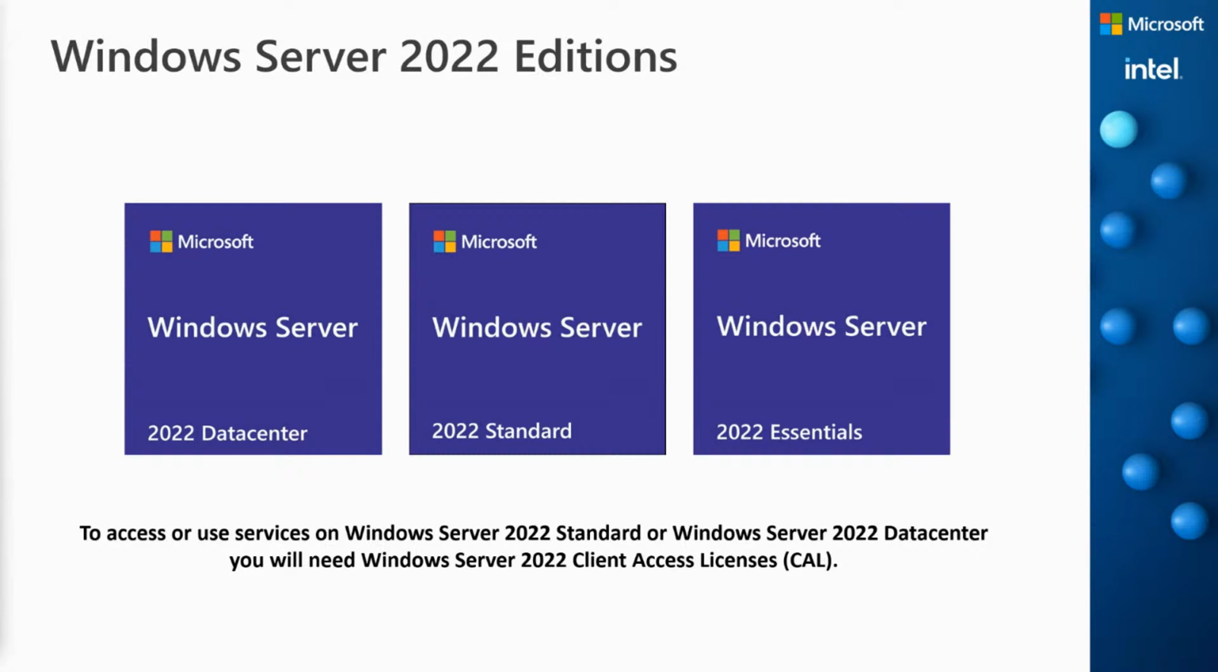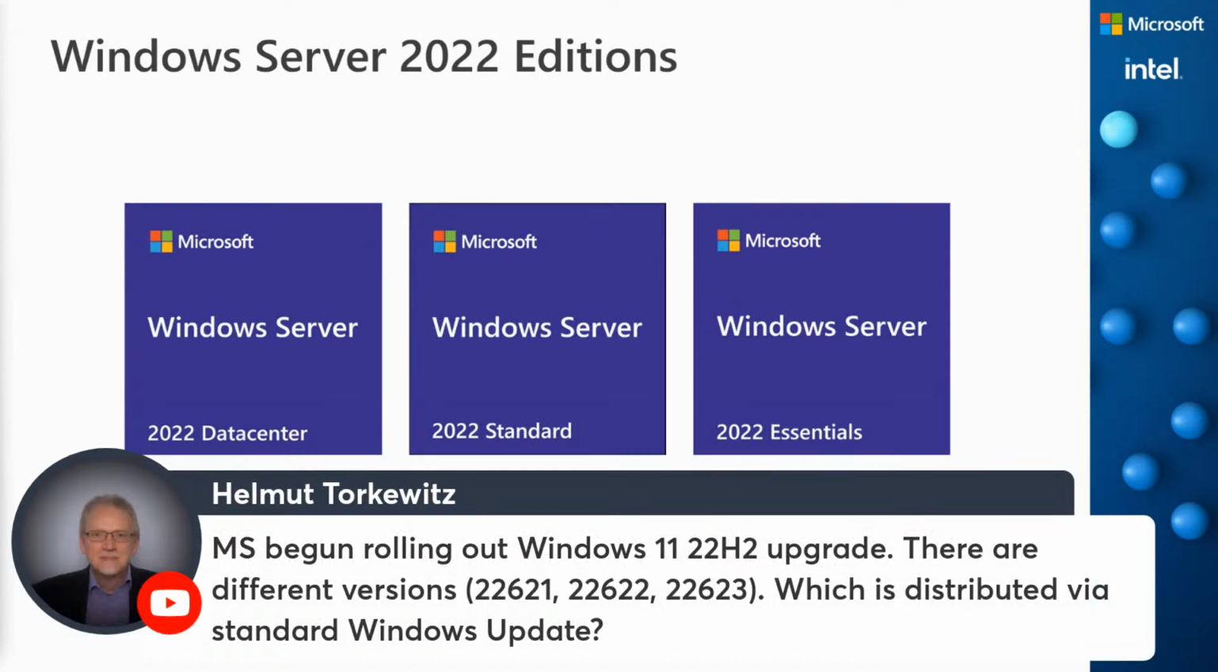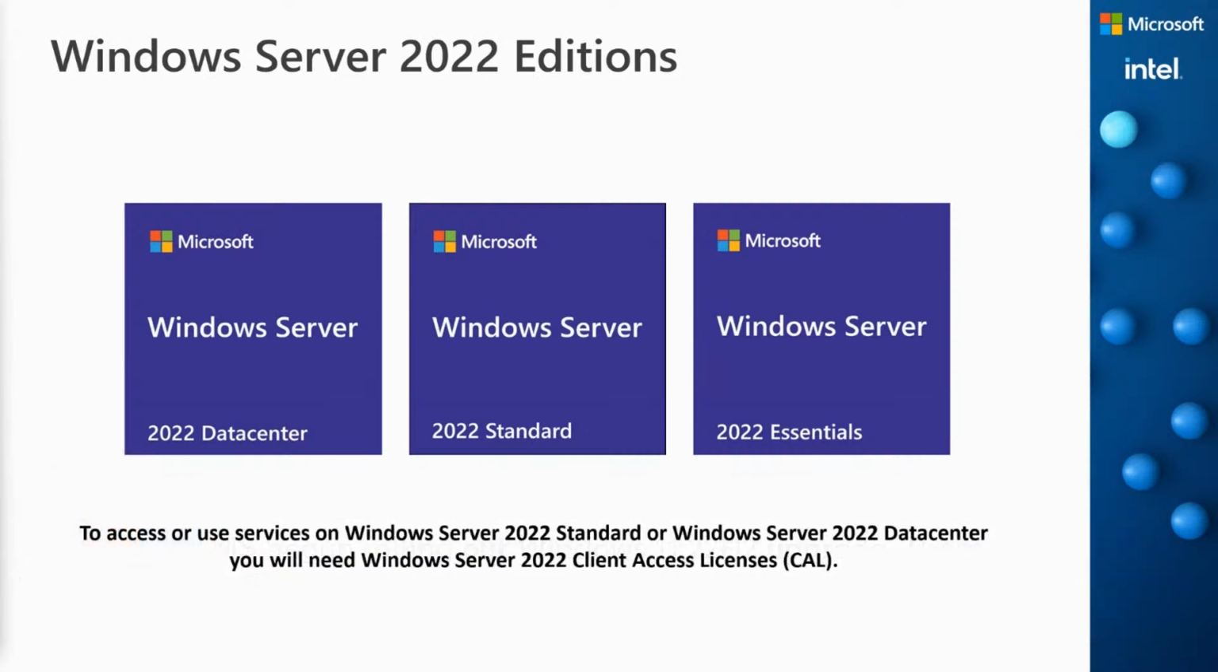Oh, now we have a question where I have to check this. Microsoft has begun rolling out the Windows 11 2020 H2 upgrade. There are different versions, 2026-1, 2026-2, 2026-3, which is distributed via standard Windows Update. I'm not absolutely sure about this, I have to check or find this out.